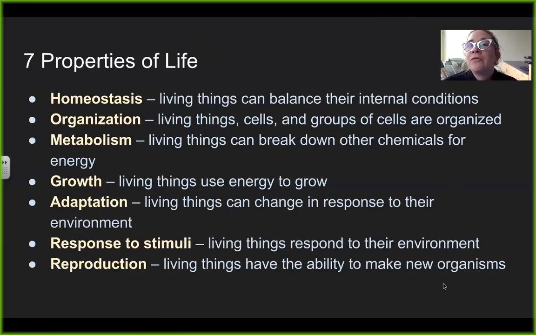You don't have to write the definition necessarily, but you should definitely know what the 7 properties of life are. Homeostasis, organization, okay, metabolism, right? Living things can break down other chemicals for energy. Ian said this one with nutrition, or being able to eat, right? That's part of your metabolism. Growth, right? We can use energy to grow. Rocks can't do that, right? Rocks don't grow or metabolize, although they are kind of organized, but still.